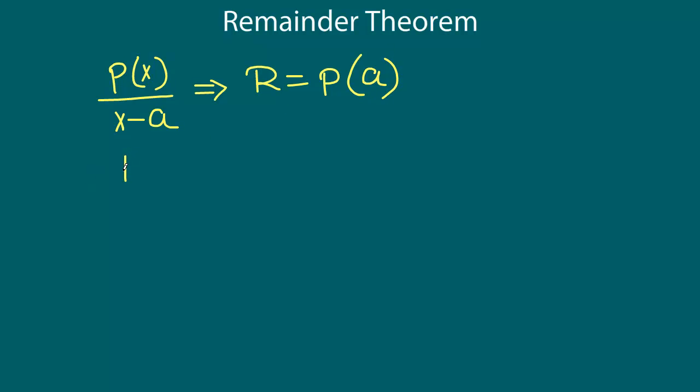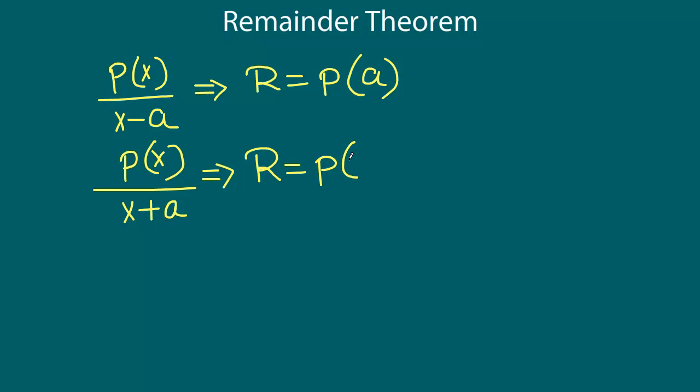Similarly, we have also seen that if we have a polynomial p(x), and if we divide it by a linear polynomial x plus a, then the remainder will be the value of the polynomial at x equals minus a.